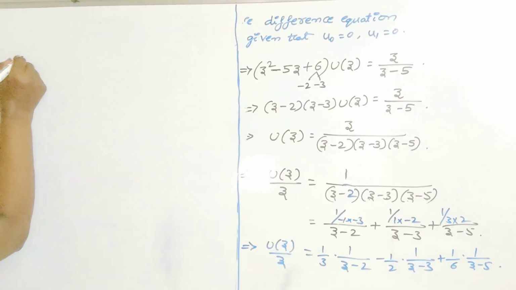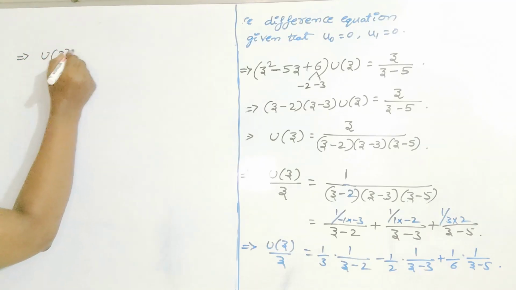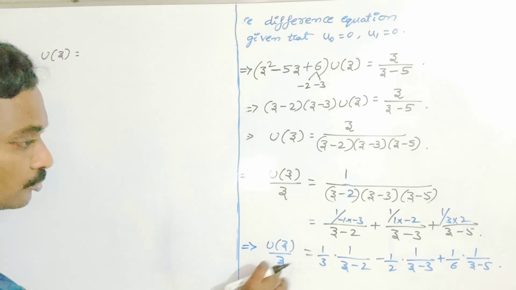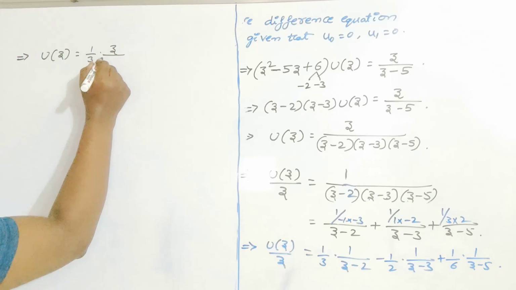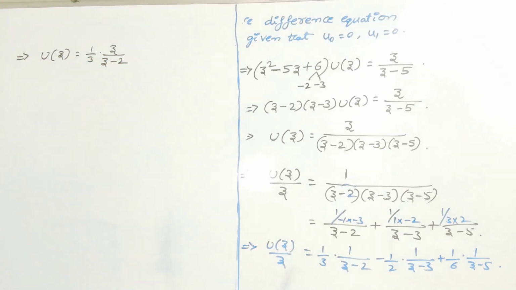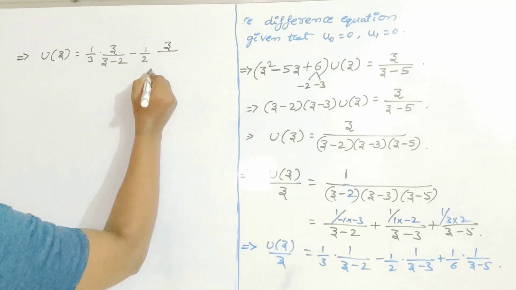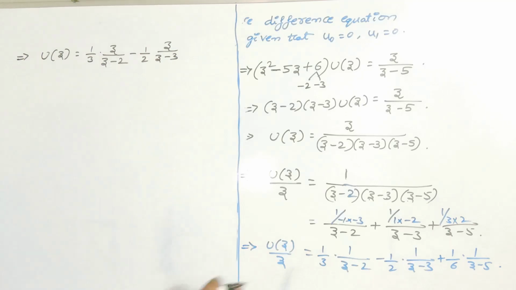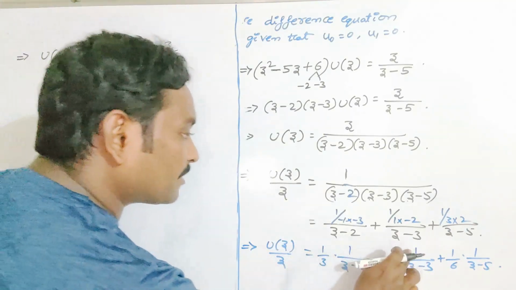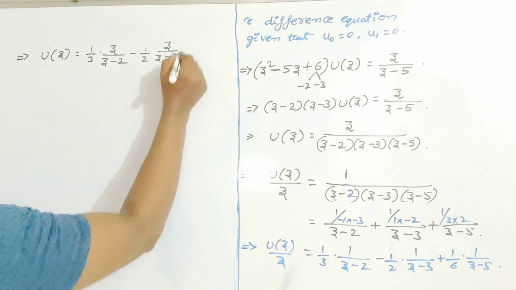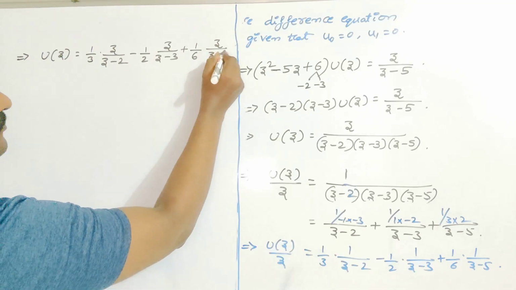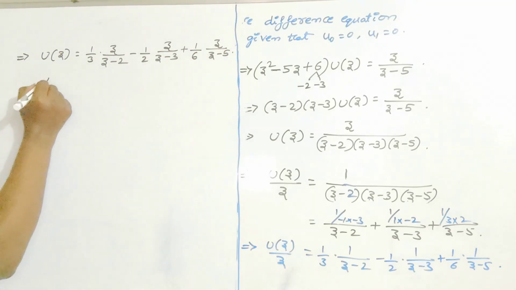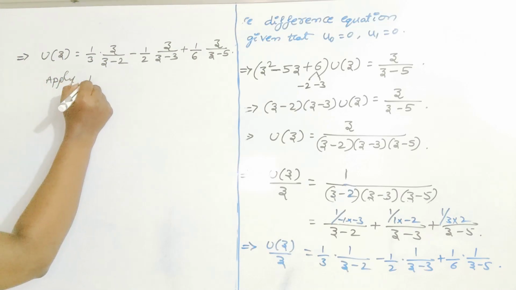See the next step. U of Z is equal to, if we take this denominator to the numerator, it becomes 1 by 3 into Z by Z minus 2 is the first term, minus 1 by 2 into Z by Z minus 3. So this denominator becomes the numerator of the first part, second part and last part also. Don't forget. Plus 1 by 6 into Z by Z minus 5. Okay. So now you can apply the inverse Z transform on both sides.